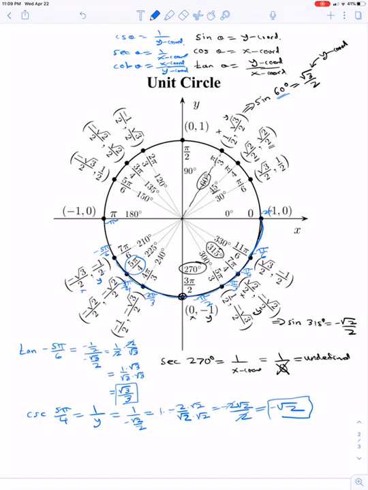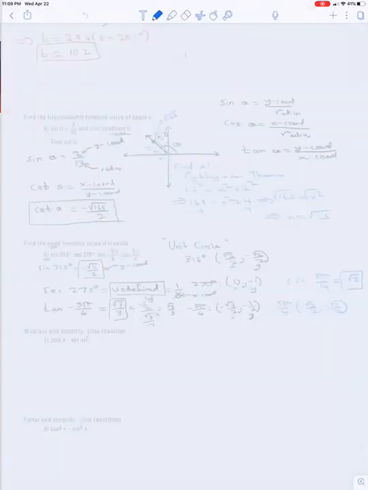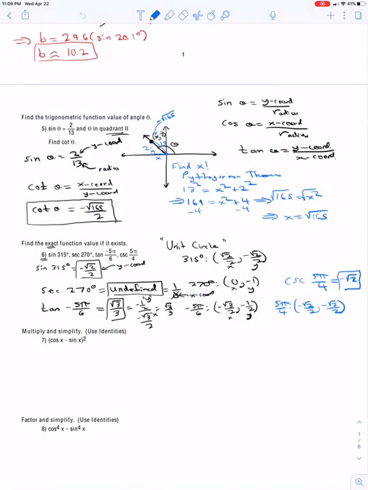So with that said, that's just a review of the unit circle approach, making those problems quick and easy. Use your unit circle to help you. All right, that's a good stopping point. We'll look at some identity review in our next few problems.